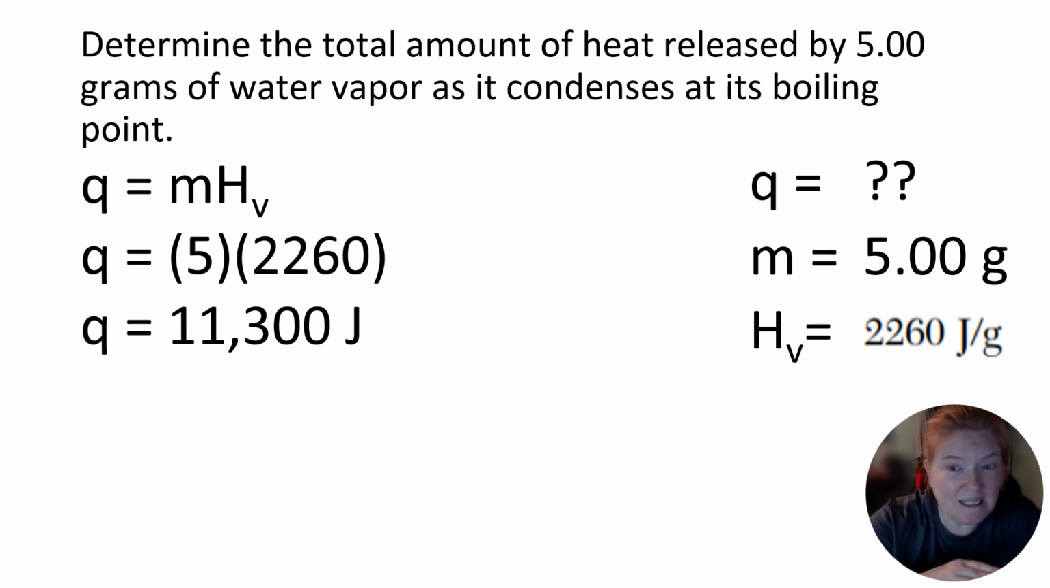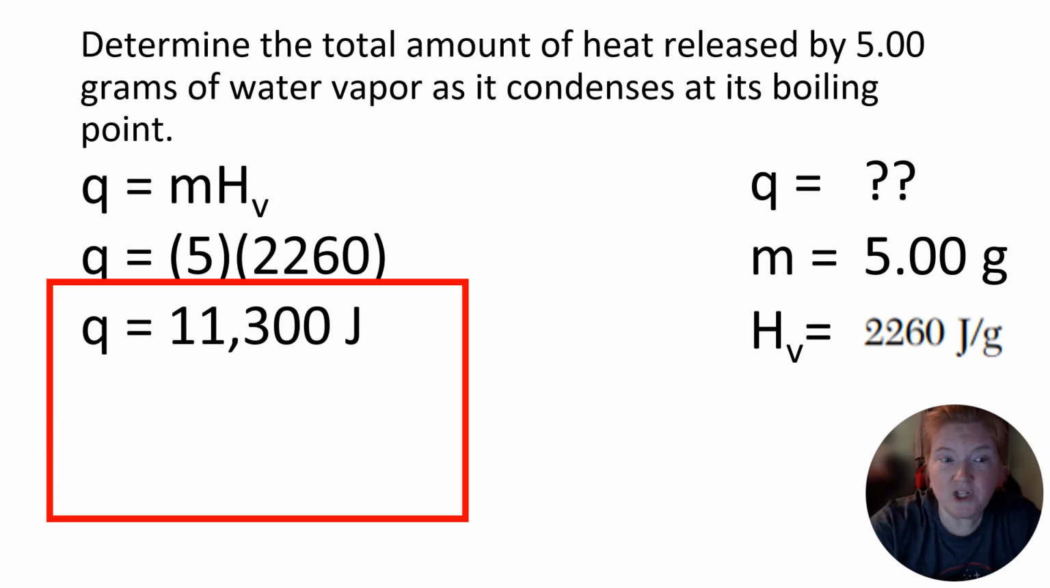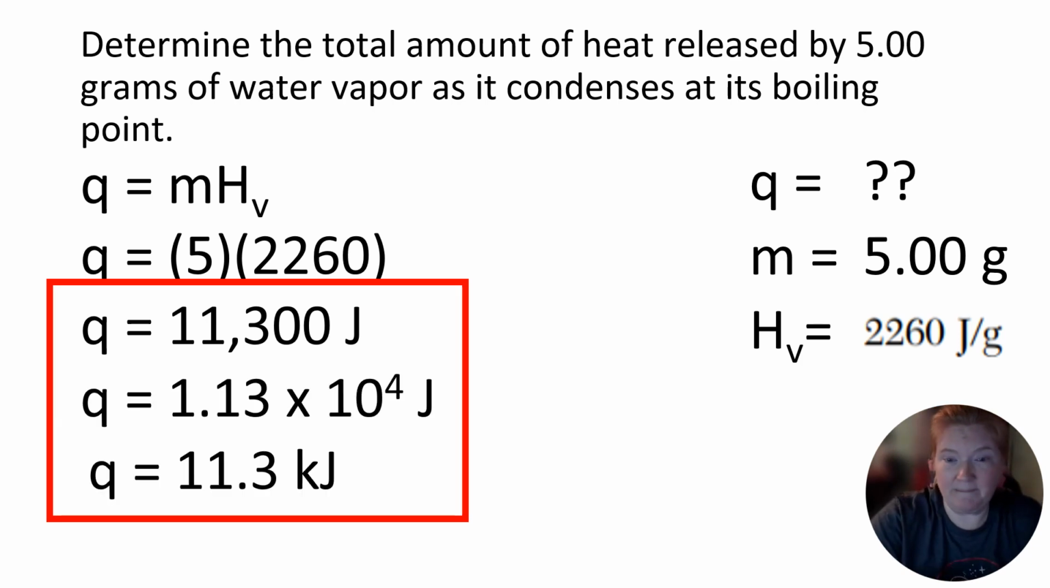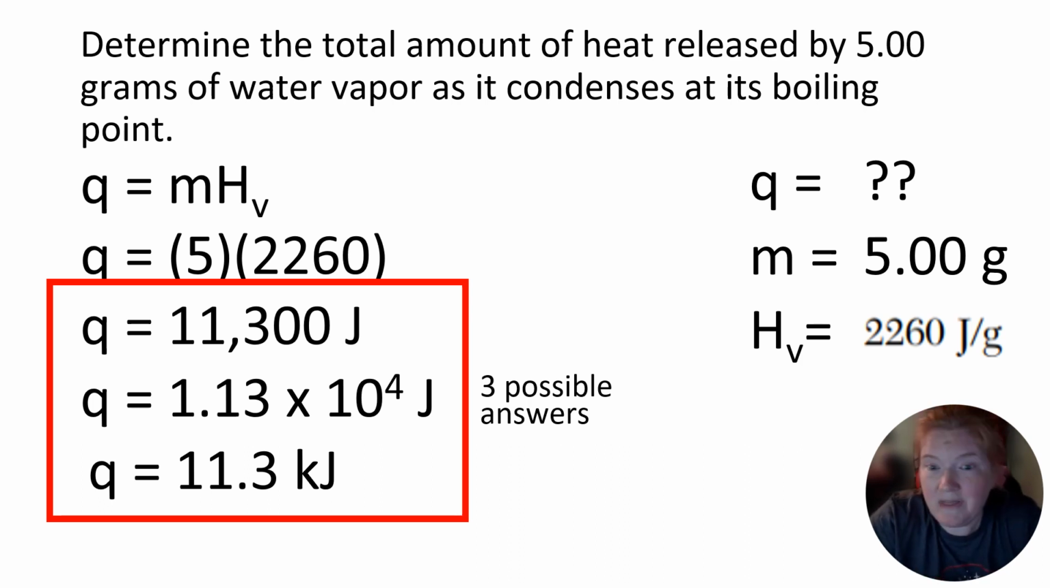Now, I could just write it like this. If it was a multiple choice question in kilojoules, I could also represent it in kilojoules, or I could represent it in scientific notation. So those are three possible answers. If it's just a question I have to solve, I'm given the first answer, 11,300 joules. I'm not doing anything extra. But if it's a multiple choice question, you may have to look a little.